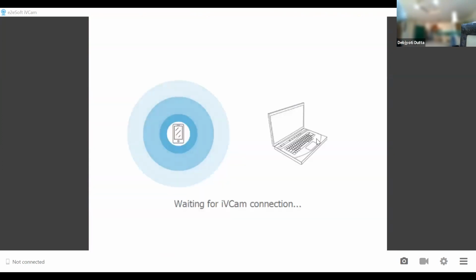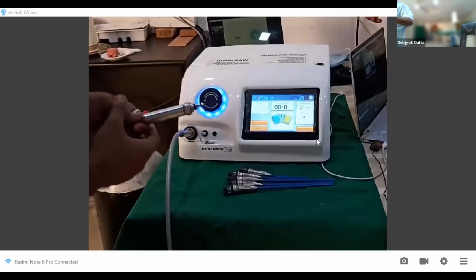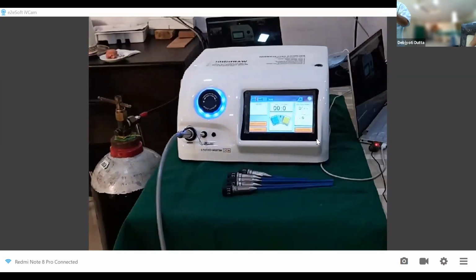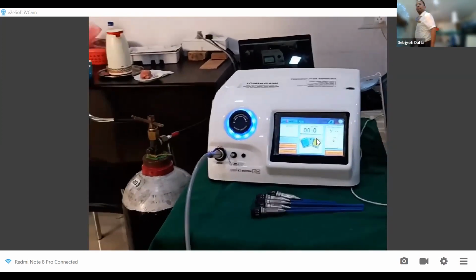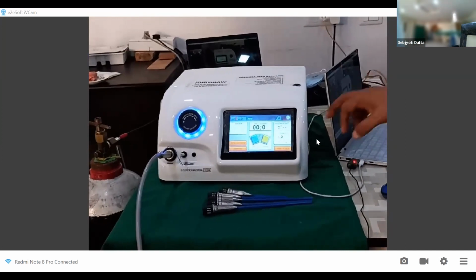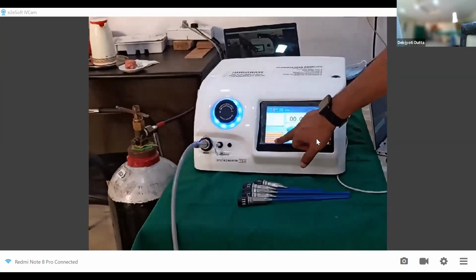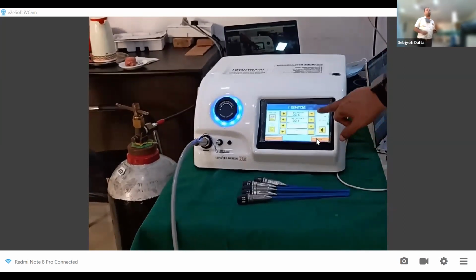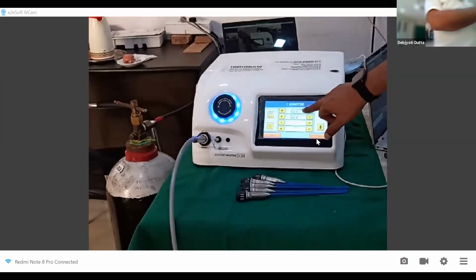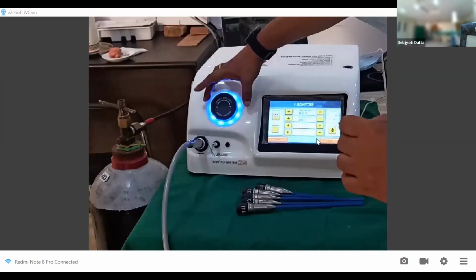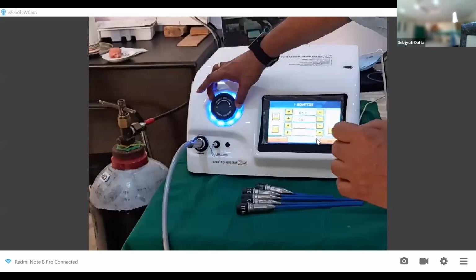And also there is neurostimulation, like what we told you about. Normally in radiofrequency we have sensory stimulation and motor stimulation. Here also you can go for neurostimulation. With the settings, you can change the freezing time and defrosting time. So everything we can change that way. And this button is to increase and decrease the intensity.